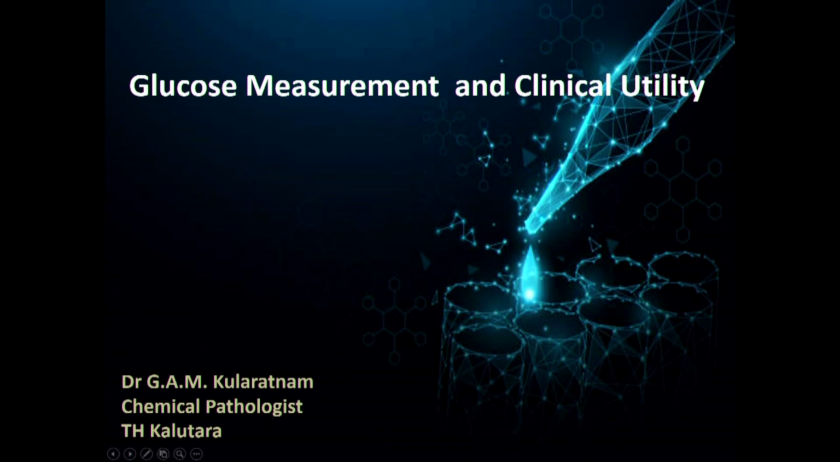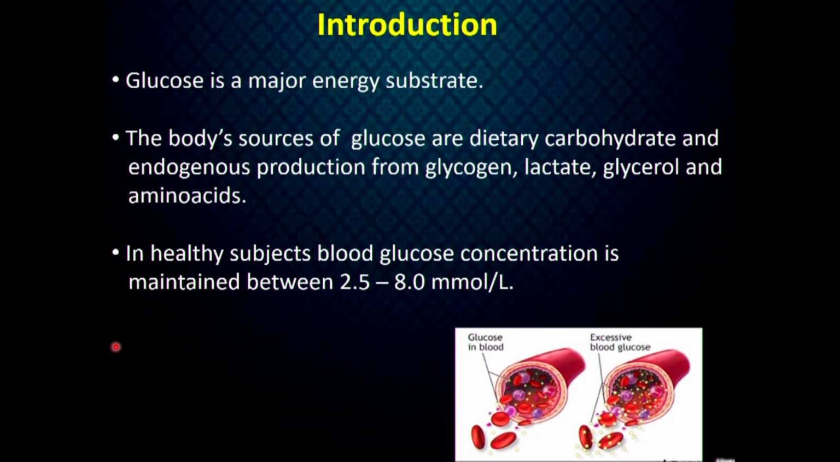For the next 25 minutes, I will be speaking on glucose measurement and clinical utility. Glucose is a major energy substrate in our body. Our body gets glucose from dietary carbohydrate, as well as producing it endogenously from glycogen, lactate, glycerol, and amino acids. In a healthy subject, blood glucose concentration is maintained between 2.5 to 8 millimoles per liter.